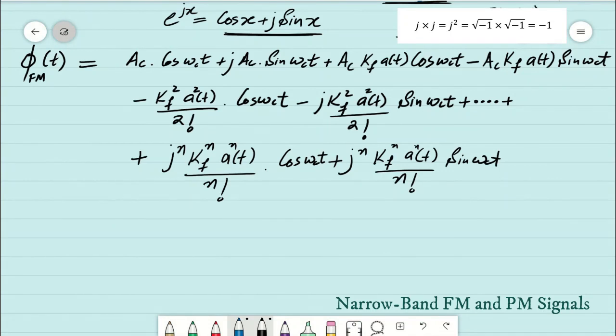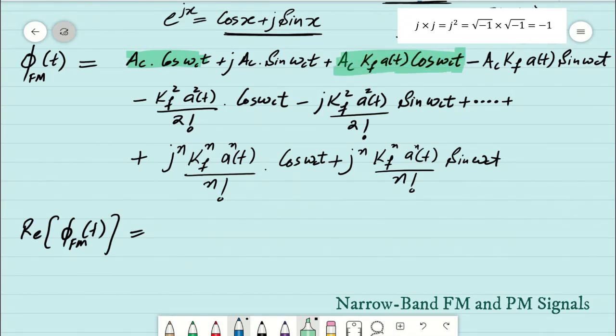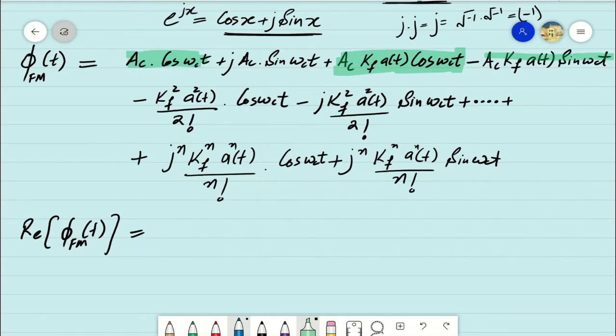Initially, we considered this as a complex sinusoid to initiate the analysis. Now, if we only consider the real part of the frequency modulated signal, we can select only the terms which are real terms here. For example, the first term is a real part. The third term also contributes to the real part of the signal. The fourth term also contributes to the real part of the signal. And the fifth term, being a second order term, also contributes to the real part.